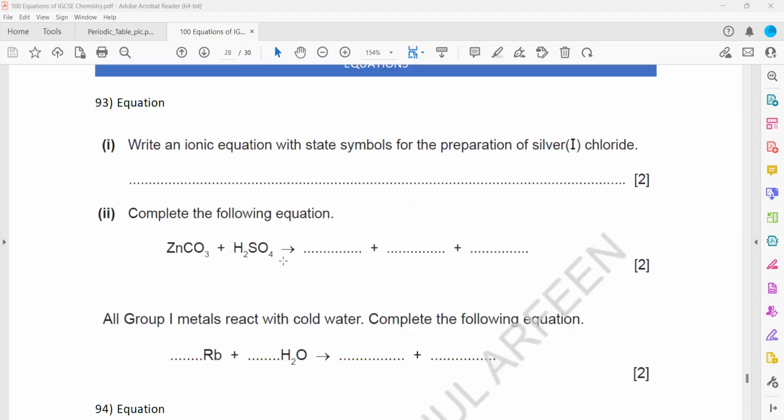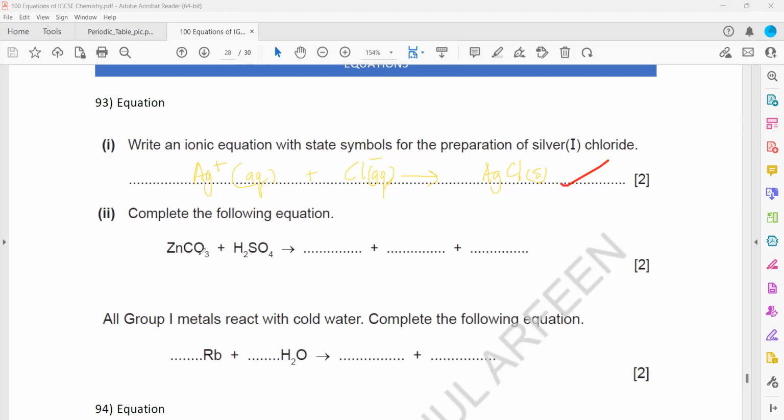Write an ionic equation with the state symbols for the preparation of silver iodide. When silver iodide, like AgCl, is produced, Ag+ aqueous plus Cl- aqueous will give us AgCl solid. Good. So writing the charge on the ions is important, and ions are always aqueous and the precipitate will be solid.